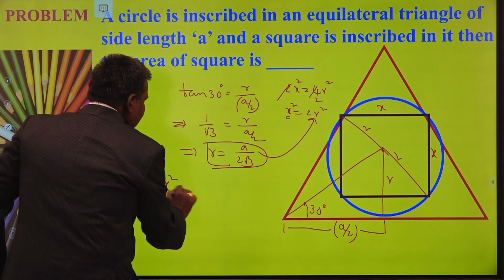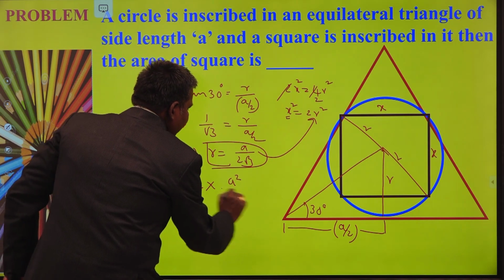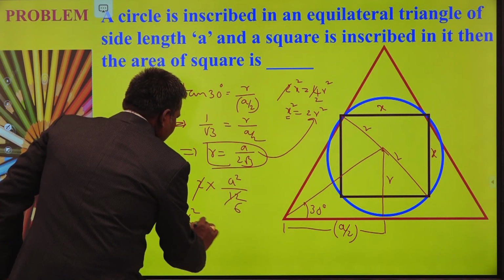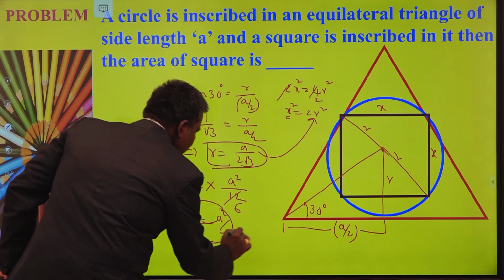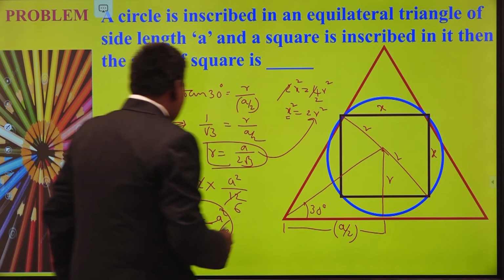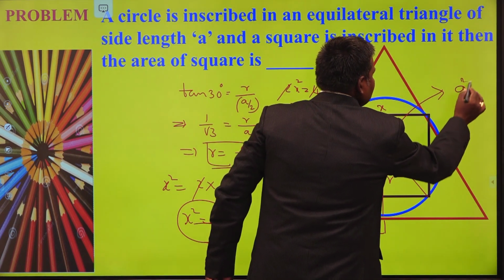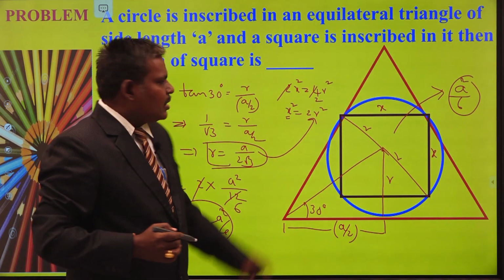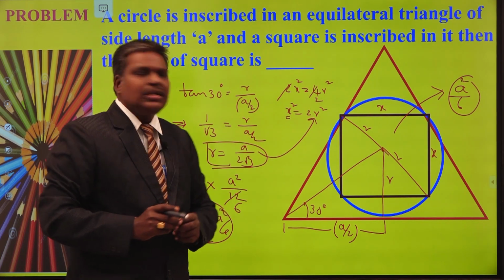x square is equal to 2 times r square by 4 times 3, that is 12. It cancels out 6 times. So x square is equal to a square by 6. So your answer is x square equal to a square by 6. Its area is a square by 6 square units. Understand? I am not using any formula here. Just by the diagram itself I obtain the solution.